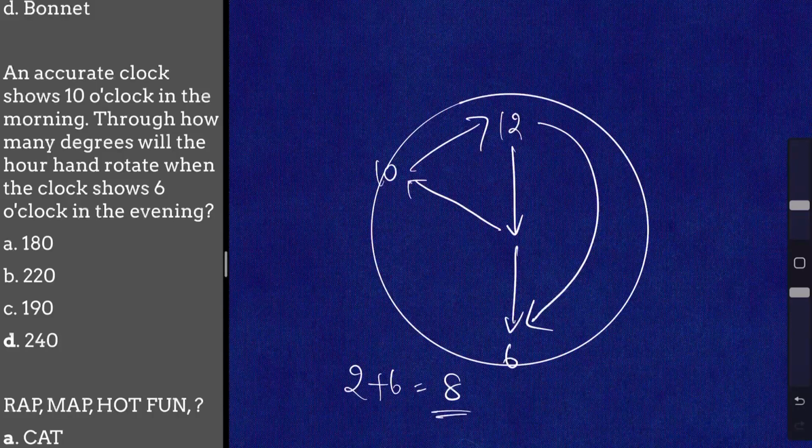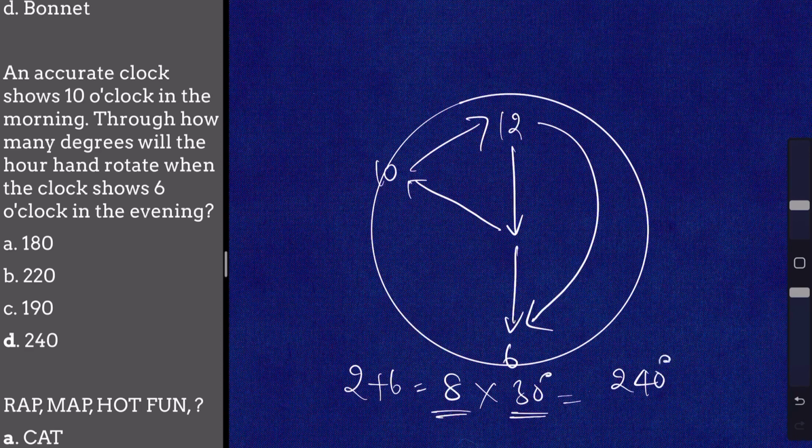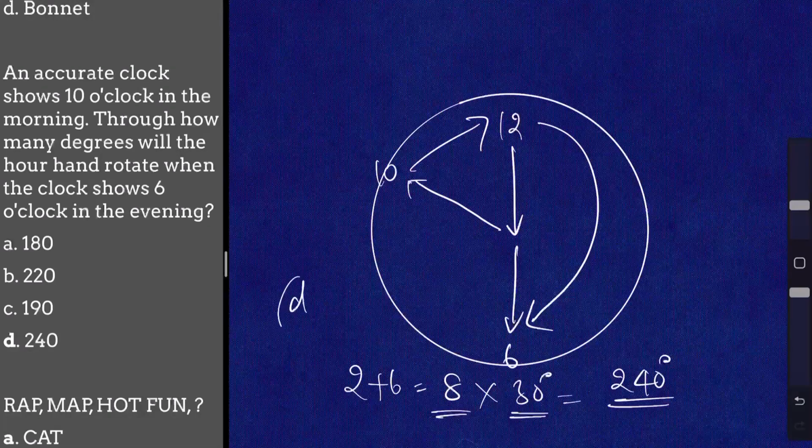To travel 8 hours, how many degrees of rotation does it require? 8 multiplied by 30, because we know every hour requires 30 degrees of rotation. So that would be 240 degrees of rotation. So therefore option D is the right answer in this case.